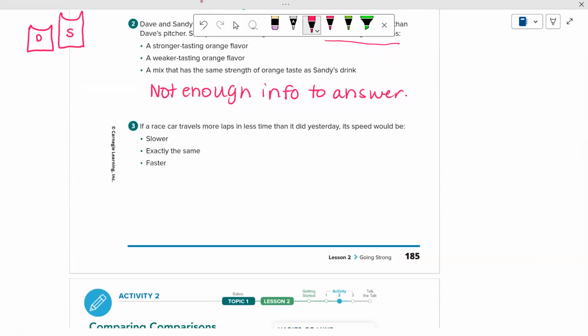If a race car travels more laps in less time, oh, this one's not orange mix to water. They tricked us. If a race car travels more laps in less time than it did yesterday, its speed would be slower, exactly the same, or faster. Well, I mean, it would definitely be faster. So the speed of the race car would be faster.